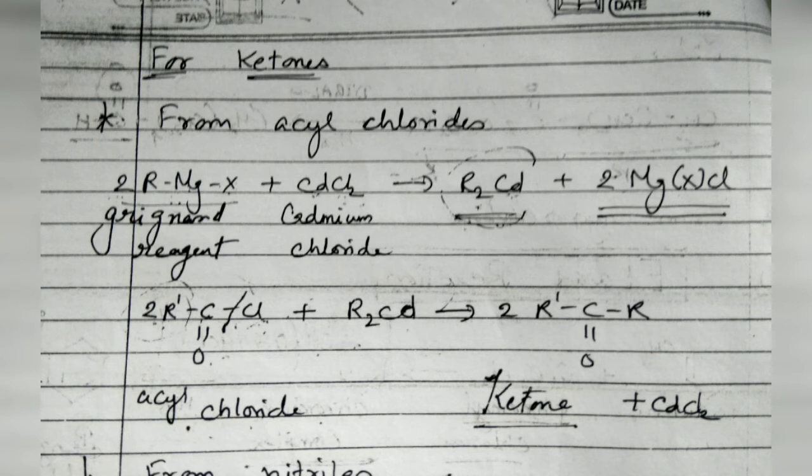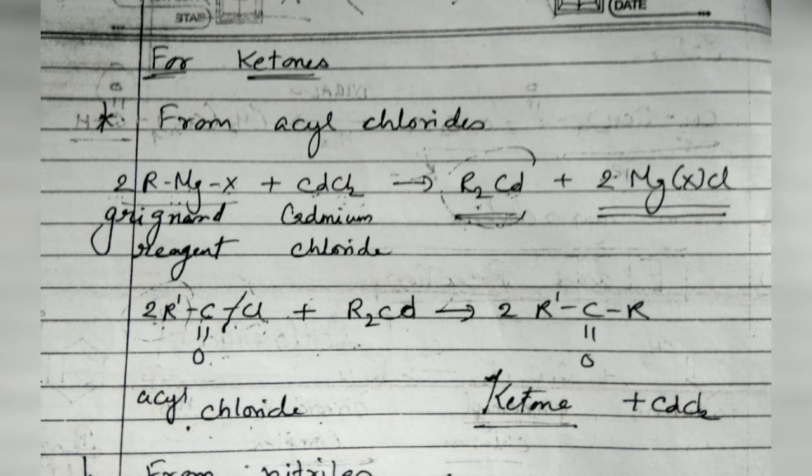Okay, for ketones, from acyl chloride. Now dear students, acyl chloride, that is RCOCl. But before that we have to make alkyl cadmium. How will we make alkyl cadmium? RMgX plus CdCl2, that is cadmium chloride, will lead you to the alkyl cadmium. And you know the Grignard reagent is used over here. In the second step, acyl chloride with alkyl cadmium is going to give you the ketone. So the reaction is very simply given over here.